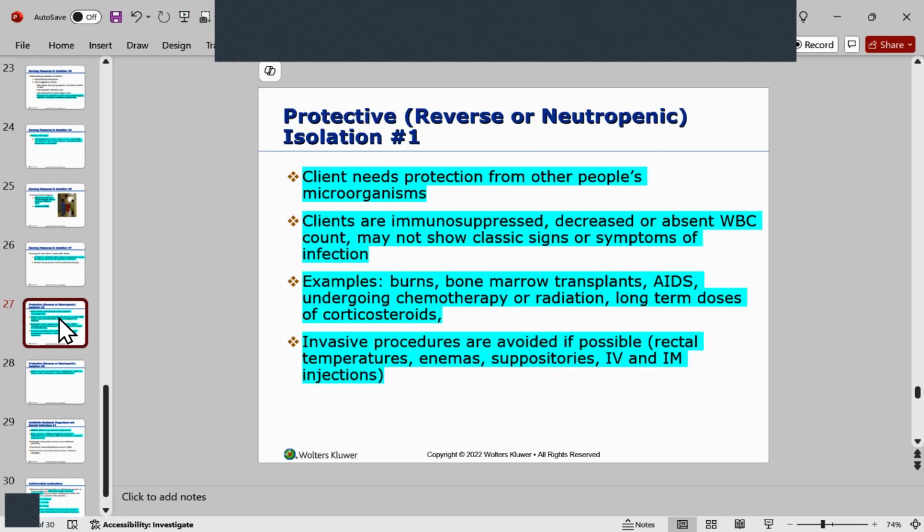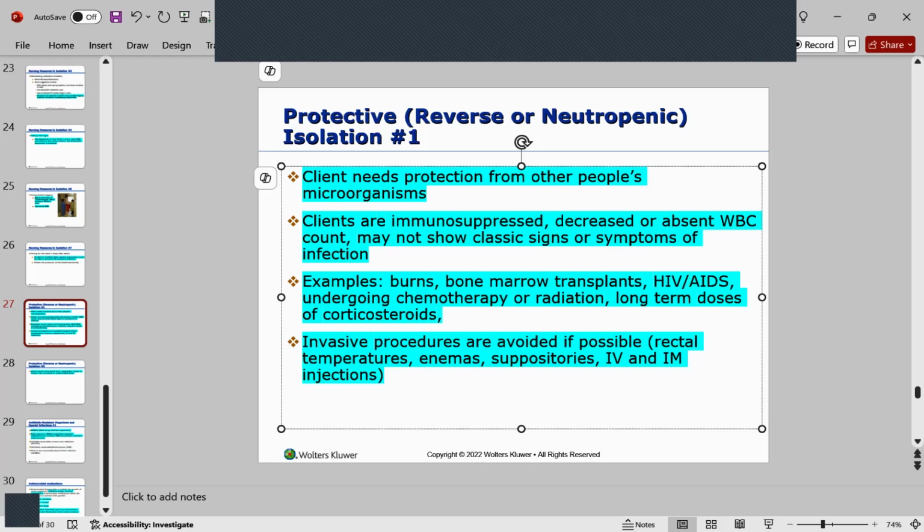Okay. Then there's another type of isolation that's called reverse isolation or neutropenic precautions. This is where we're protecting the client from us instead of vice versa. These are clients that are immunosuppressed. They have either decreased or no white blood cells, and they're not going to show the classic signs or symptoms of infection, but an infection could kill them. So what kinds of patients are these? Patients with severe burns, bone marrow or even organ transplants, somebody with AIDS or HIV, somebody who's got cancer and is undergoing treatment like chemo or radiation, and people that have been on corticosteroids like prednisone for a long time.